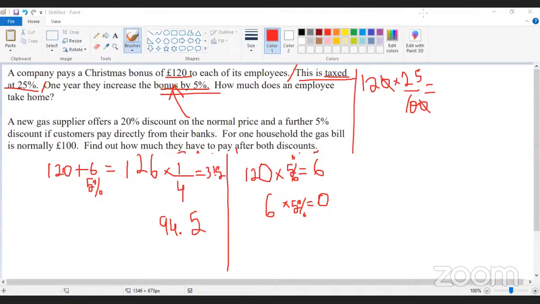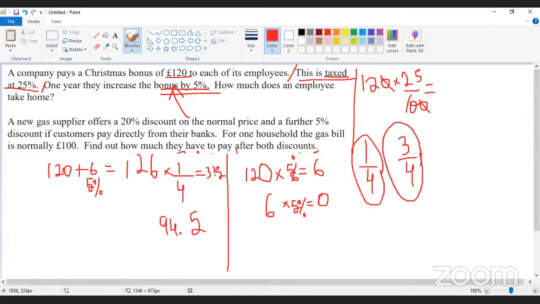Like 94.5. Yeah. So if I say 25%, 1/4 tax you're paying, remaining is left out to 75%. That means 3/4. That's all. Just a concept. If I say 25% I'm paying tax, then remaining I'm taking home. So that is 75%.